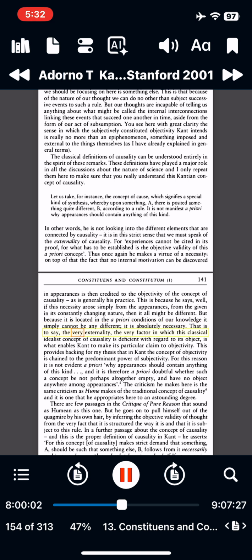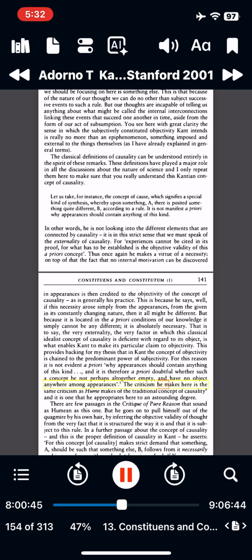That is to say, the very externality, the very factor in which this classical idealist concept of causality is deficient with regard to its object, is what enables Kant to make its particular claim to objectivity. This provides backing for my thesis that in Kant the concept of objectivity is chained to the predominant power of subjectivity. For this reason it is not evident a priori why appearances should contain anything of this kind, and it is therefore a priori doubtful whether such a concept be not perhaps altogether empty, and have no object anywhere among appearances. Point 5.